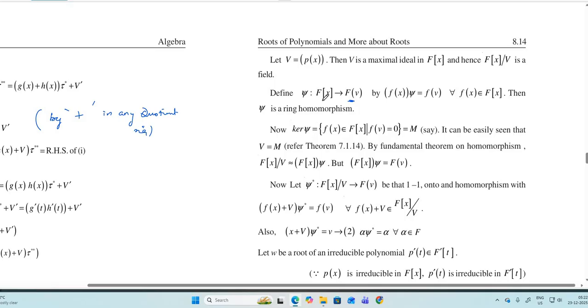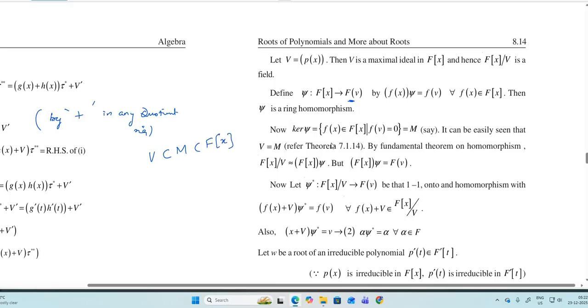And kernel is always an ideal. Kernel of a homomorphism is always an ideal of the domain. So we shall name this as, say, M. It can easily be seen that V equals M. This is what we have already established: the kernel of psi is M. Now we can easily see that V is contained in M, contained in F[x].